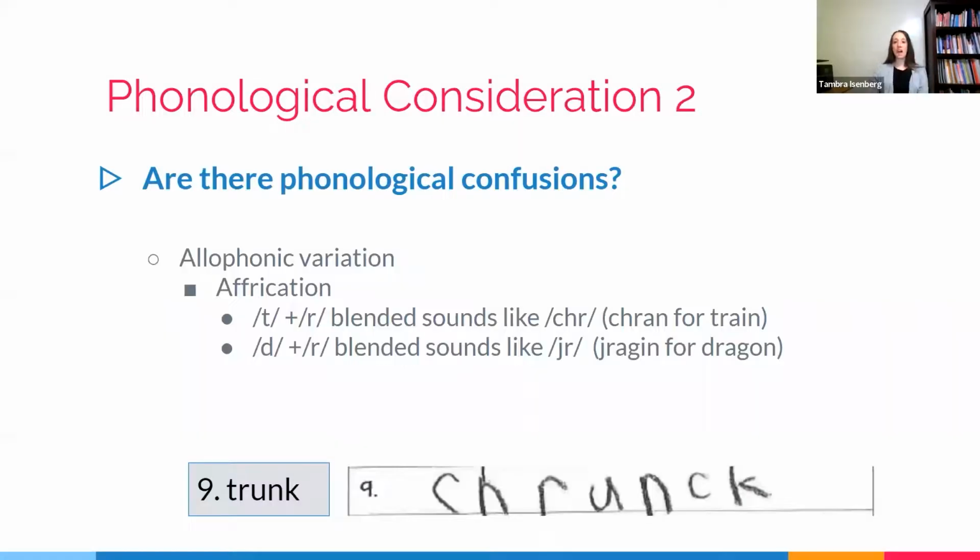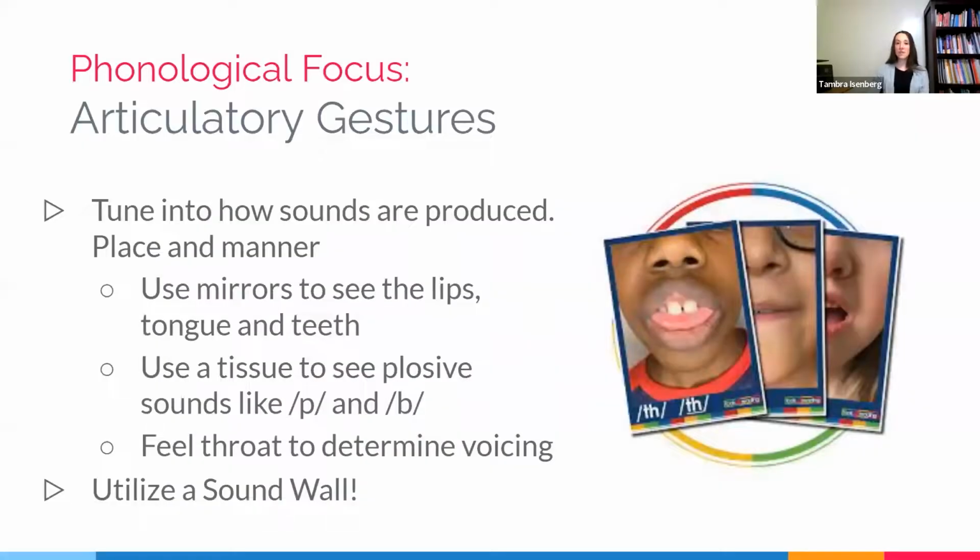But we also want to ask the other question about phonological confusions. Are there any phonological confusions represented in their spelling? We can see that because of co-articulation, that sort of mushing of sounds when we're speaking, there are typical differences in how they pronounce those sounds, called allophonic variations, that we can anticipate and expect students to make spelling errors as a result of. So for example, if we have the word trunk, we hear that ch sound because it's an affrication error.